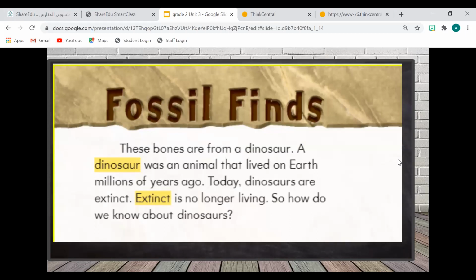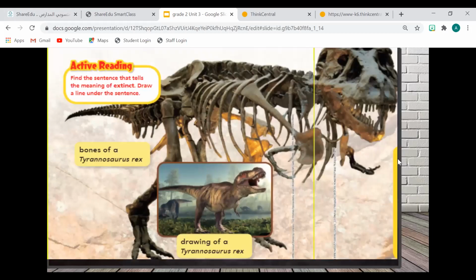Now let's see over here. These bones are from a dinosaur. And a dinosaur was an animal that lived on Earth millions of years ago. Today, dinosaurs are extinct. What do I mean by extinct? No longer living. So how do we know about dinosaurs? Look at their bones or skeletons, or we say, look at their fossils.